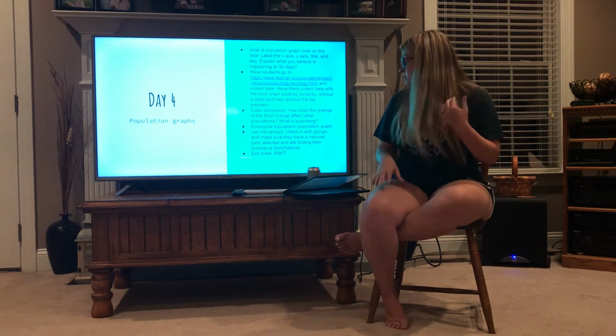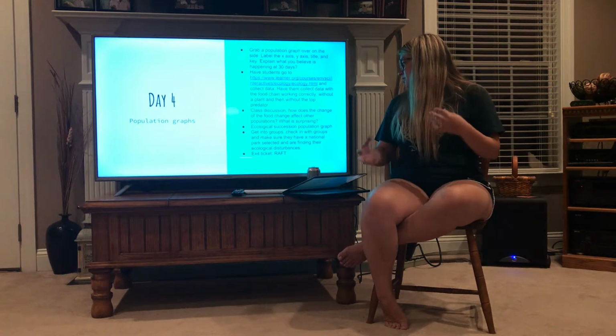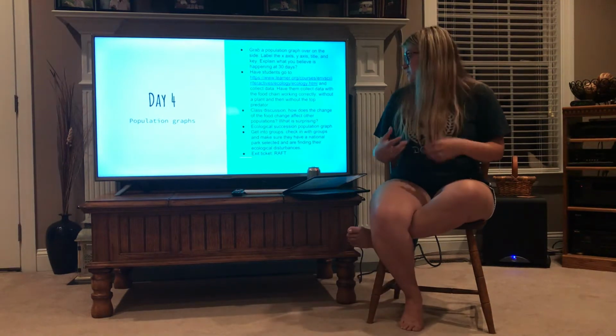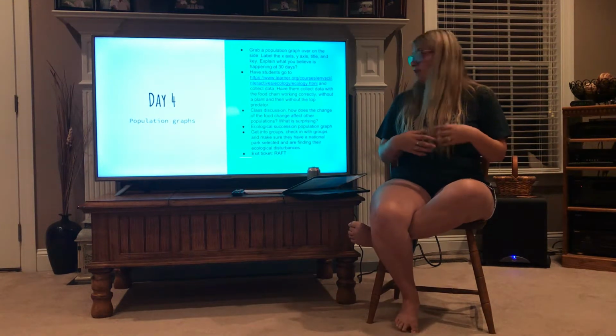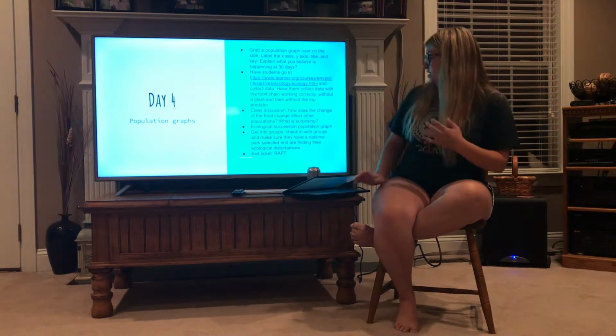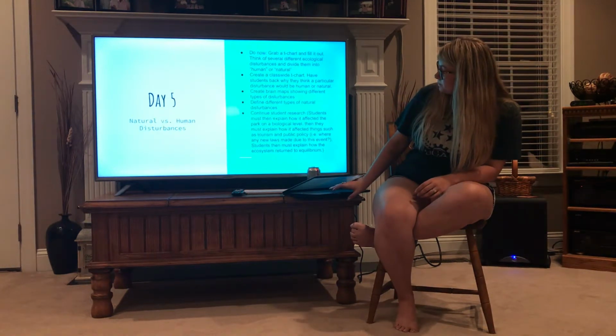We're going to have a little bit of class discussion, and then they're going to continue to get into their groups. We're going to have a teacher check in with groups and make sure that they all have a national park selected and are finding their ecological disturbances.